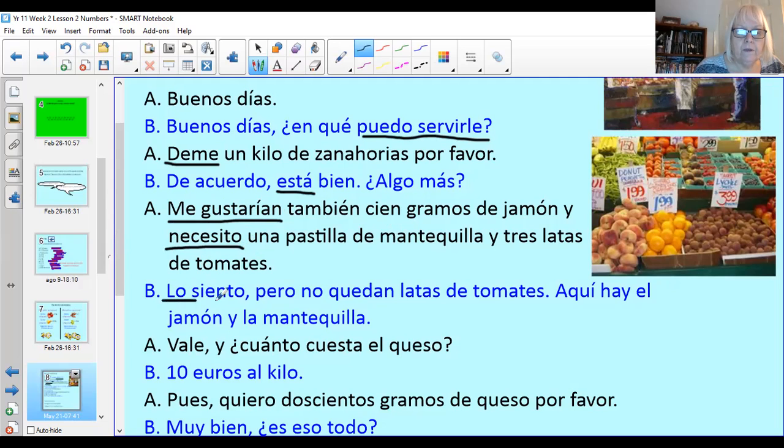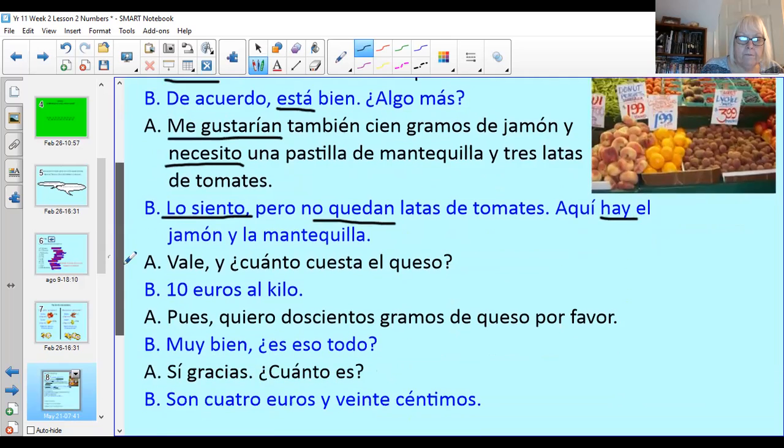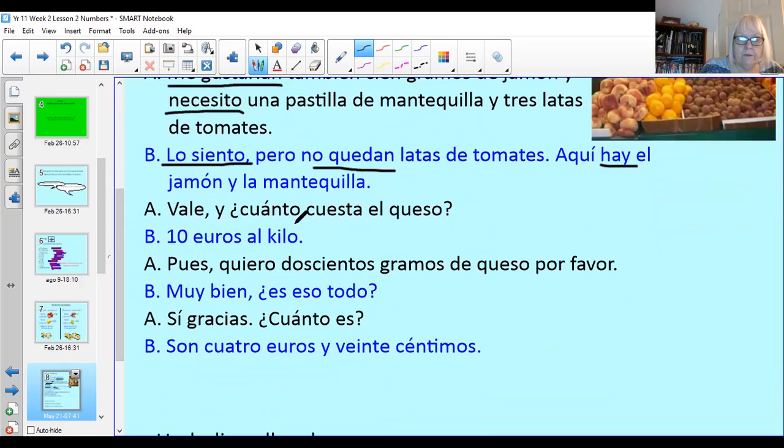Lo siento. Now there is a verb there from sentir, which is to feel, but it's basically I'm sorry. No quedan. Quedar is to be left or to stay. So what he's saying is there aren't any tins of tomatoes left. So it's the present tense from quedar. No quedan latas de tomates. No tins of tomatoes remain or are left. Aquí hay, there is or there are. Hay. Vale. ¿Cuánto cuesta? So cuesta is the verb from costar.